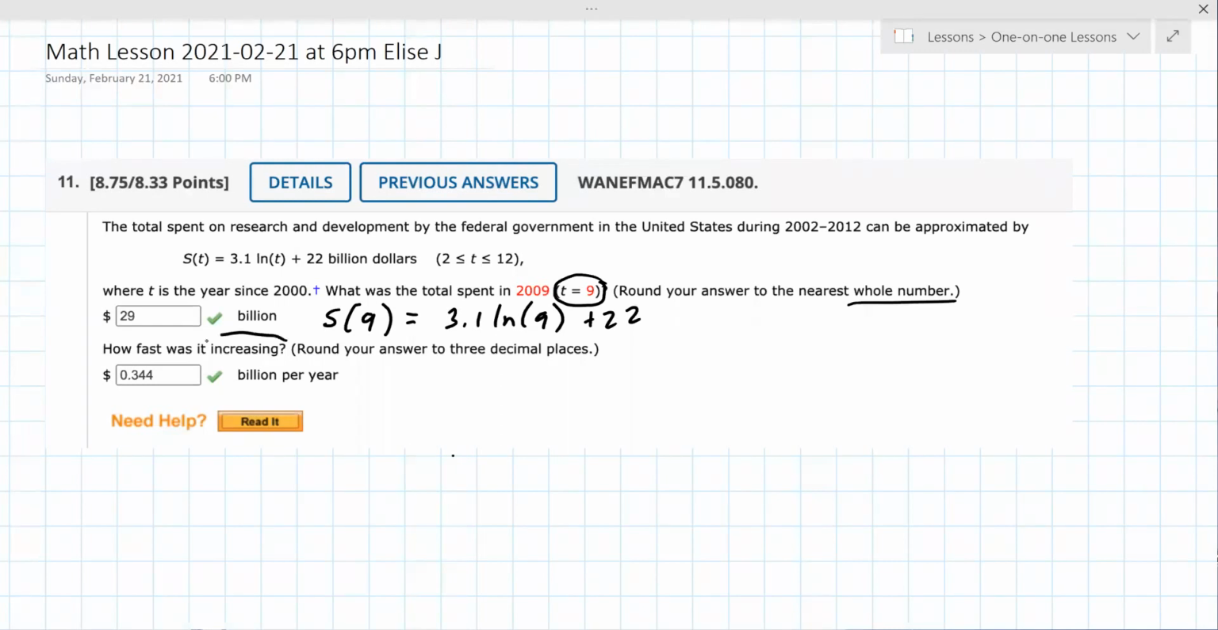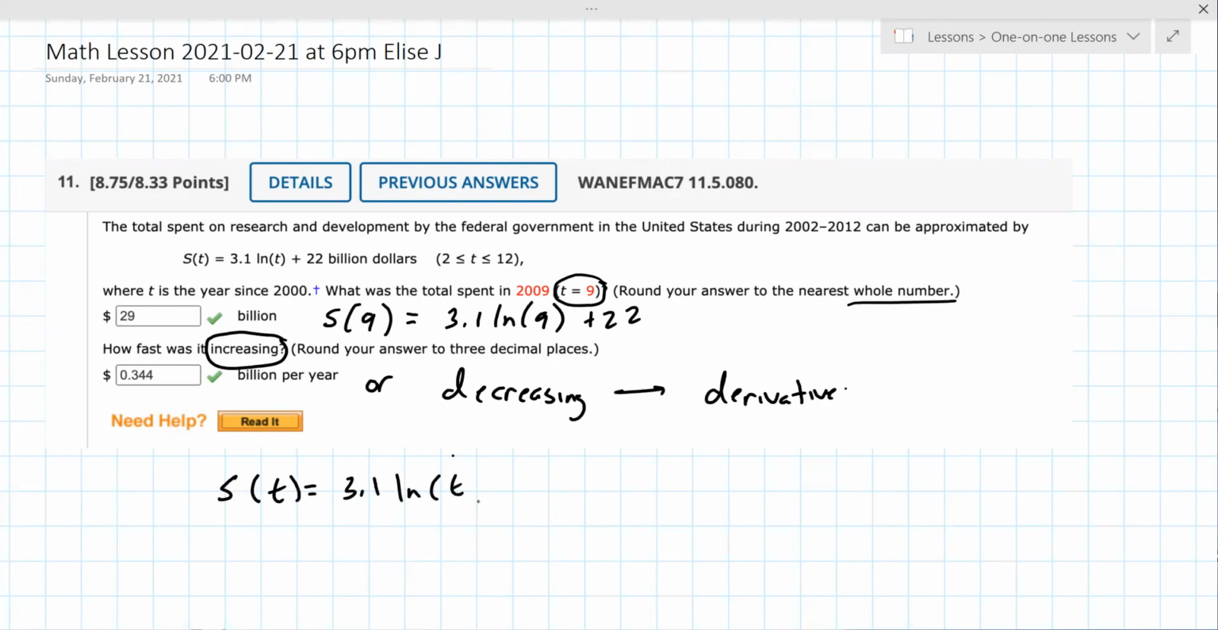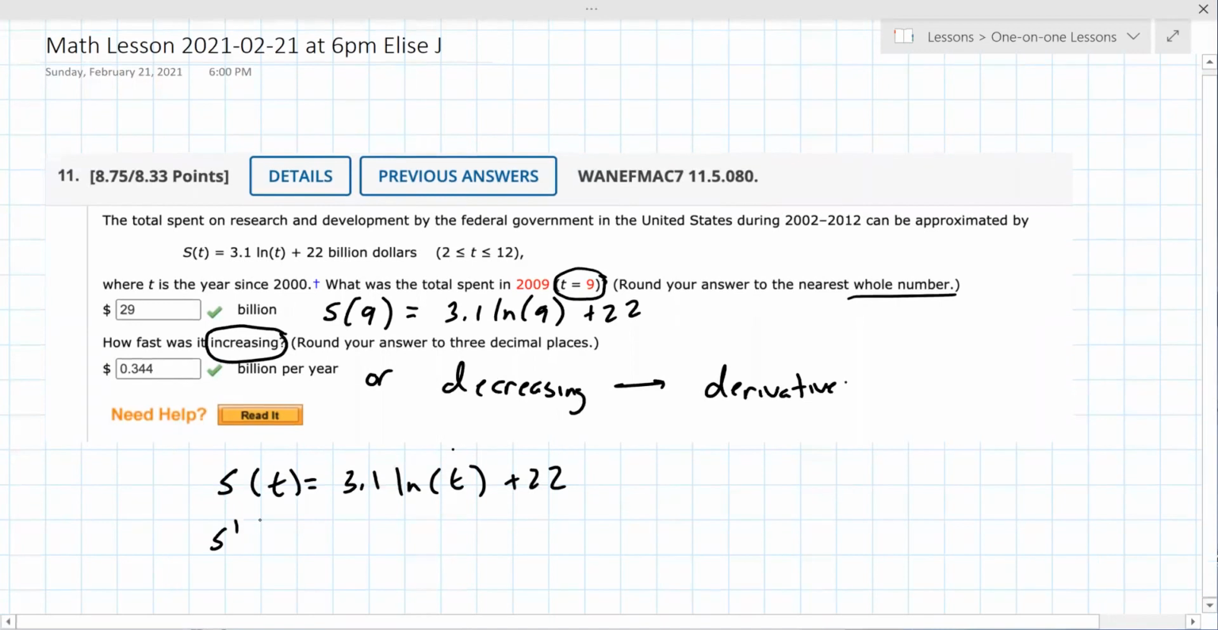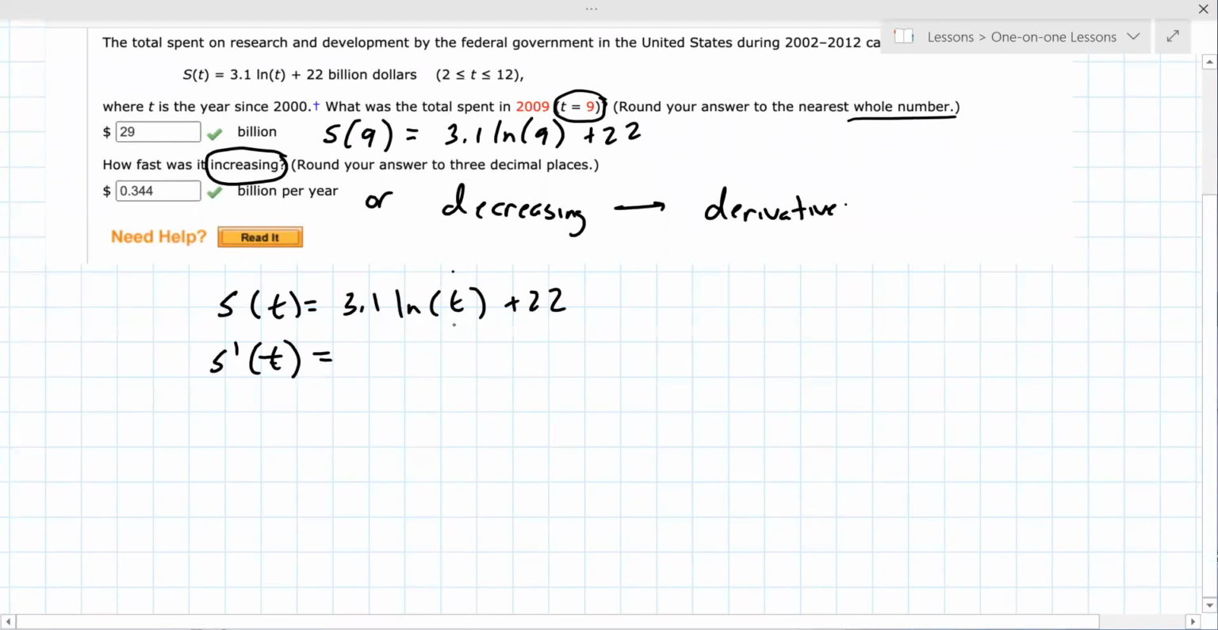So whenever something asks for increasing or decreasing, you have to associate that with the derivative. So if s of t is given as 3.1 natural log of t plus 22, you have to be able to find the derivative here, s prime of t. So do you recall the derivative of natural log of t? Isn't it 1 over t? Yes, this is 3.1 times 1 over t plus 0. So this is 3.1 over t.